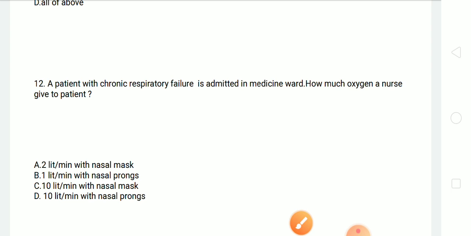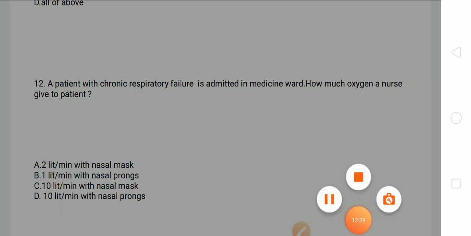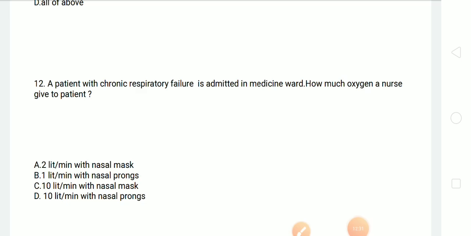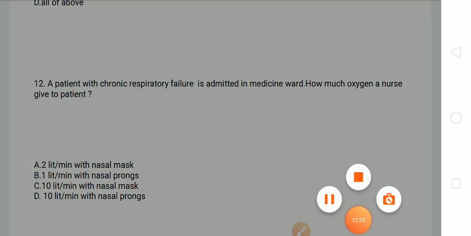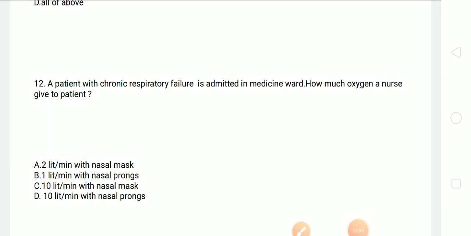Question number 12, a patient with chronic respiratory failure is admitted in the medicine ward. How much oxygen should a nurse give to the patient? The correct option is 1 liter per minute with nasal prongs, which is the best delivery system in a chronic respiratory failure patient.